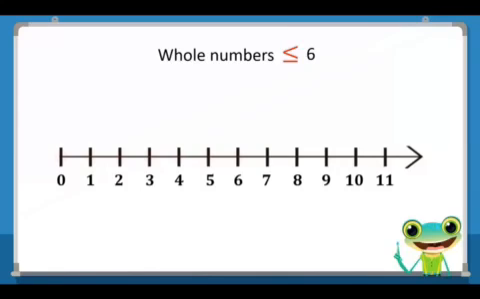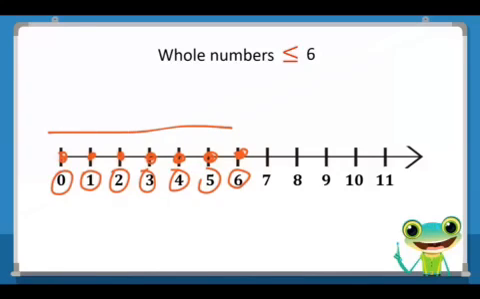Whole numbers less than or equal to 6. So it is less than 6 and also equal to 6. So we start here and we shade them in, or we circle them, and again we draw an arrow to indicate it goes in that direction indefinitely.